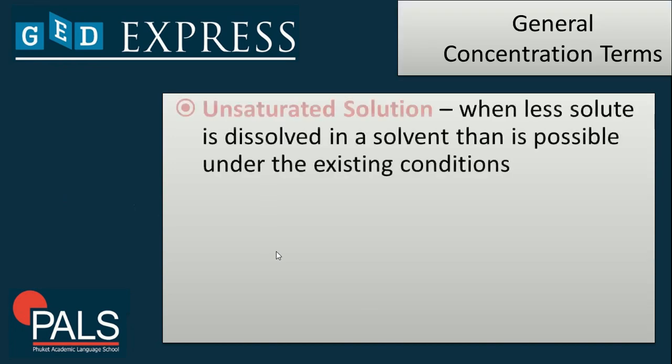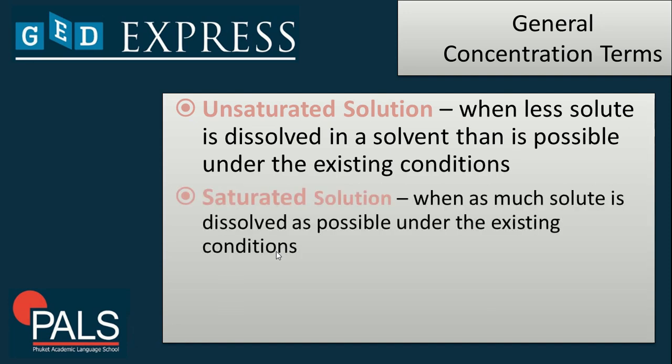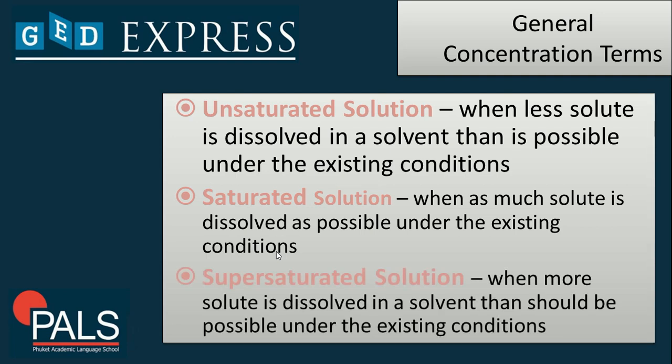Now, general concentration terms. An unsaturated solution is defined when less solute is dissolved in a solvent than is possible under the existing conditions. We have a saturated solution when as much solute is dissolved as possible under the existing conditions, and a supersaturated solution when more solute is dissolved in a solvent than should be possible under the existing conditions. You should take note of these three based on the concentration of the solute being dissolved in the solvent.